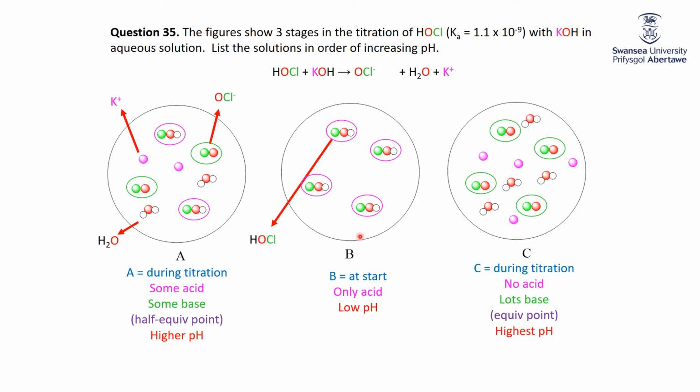Okay, so therefore here at the start of titration, we've only got the acid. It's going to be the lowest pH. Then we keep adding base, half equivalence point, so a higher pH. Keep adding the base, get rid of all the acid. At the equivalence point, this is the highest pH. So therefore, in order of increasing pH, B less than A less than C.